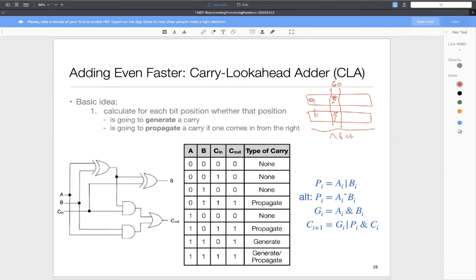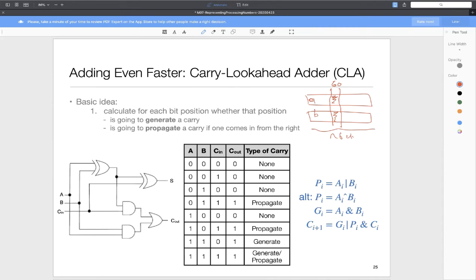So there are two possibilities. There are two things I'm going to worry about. Firstly, just looking at these bits, A and B, will they generate a carry? That is, the carry out from this bit position, will it be 1? That would be true if both A and B in that bit position are 1. Then I'm generating a carry. And the other situation is that I'm propagating a carry, which is if a carry comes in from bit number 59, then I'm going to just pass it on.